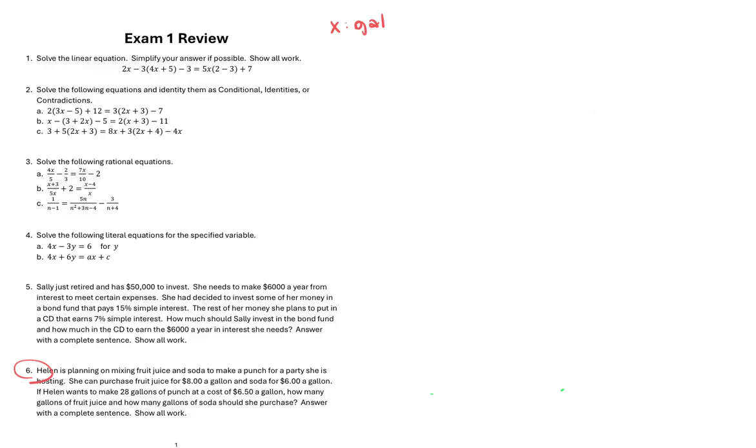Okay, well then I know that the amount of fruit juice plus the amount of soda has to equal 28, so then I can conclude that I must have 28 minus X gallons of the soda. Okay, amazing. And then when I add those together, I do in fact get the 28 gallons that I'm looking for. Okay, so then we're going to set up a cost equation.